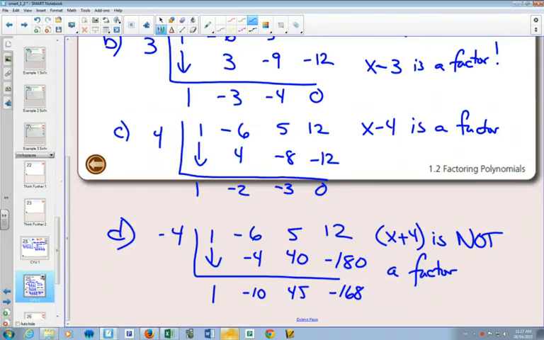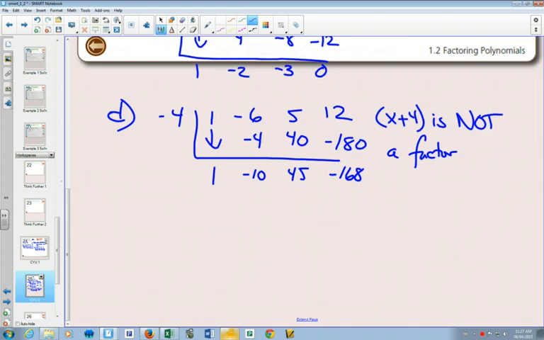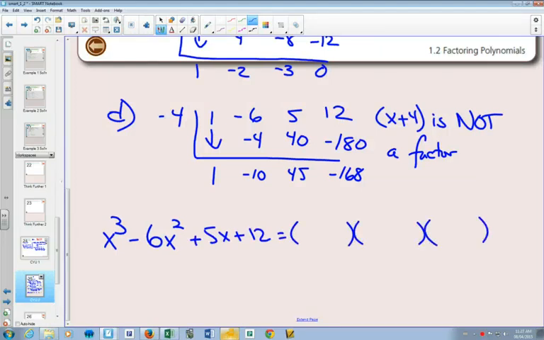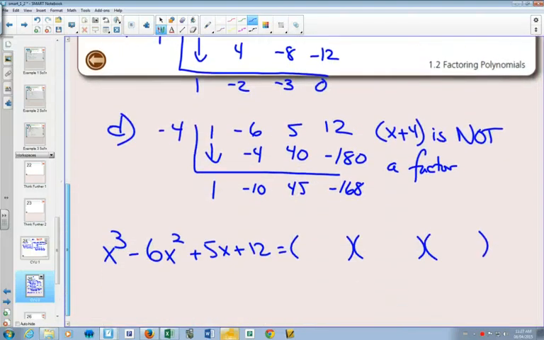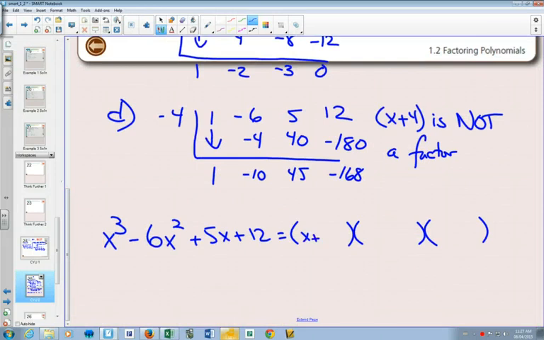Which kind of makes sense because what we did with A, B, and C is, if I want to write a division statement for this now, the fact that I found 3 factors means that my original polynomial, x cubed minus 6x squared plus 5x plus 12, is equal to, well, I found 3 factors: x minus 4, x minus 3, and x plus 1. Were all factors.